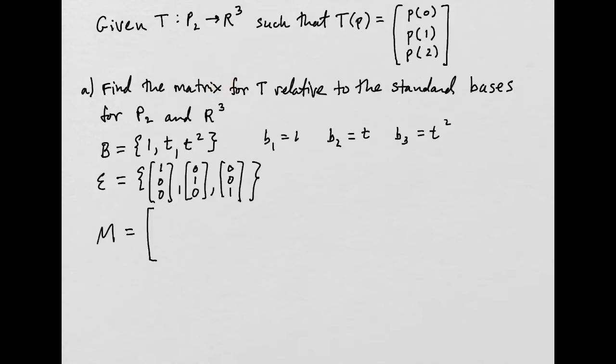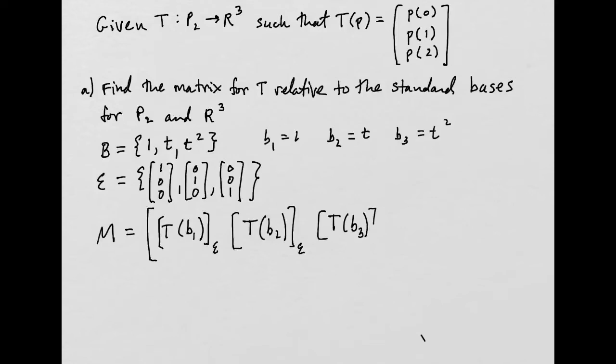So then the columns of the matrix: the first column is T of b1, and then we take the coordinate vector of that relative to E. So I have T of the first basis vector in B, and I take the coordinate vector of that relative to the second basis, E here. The second column is just T of b2, and we take the coordinate vector of that relative to E, and the last column, T of b3, relative to E.